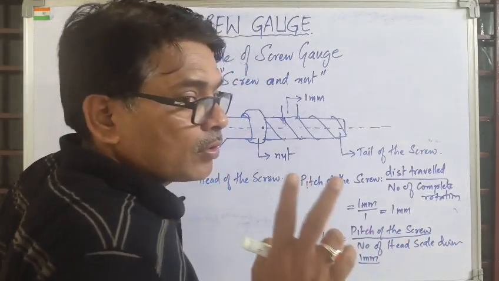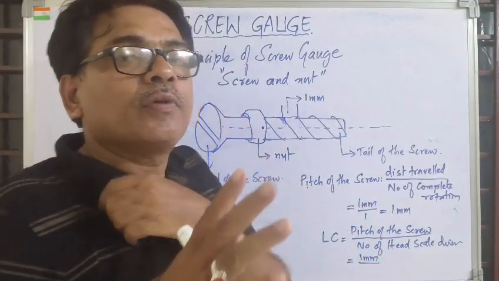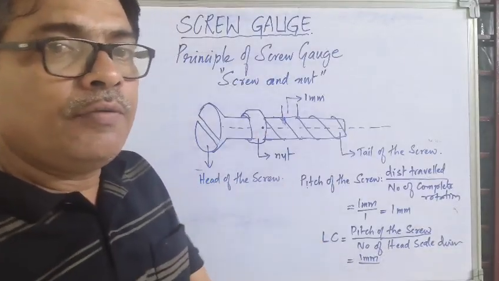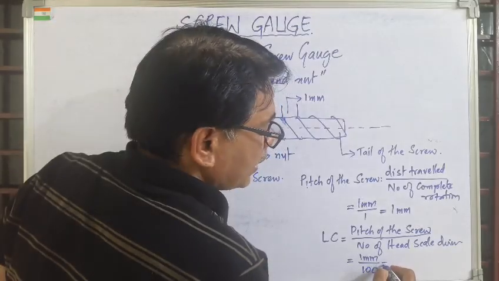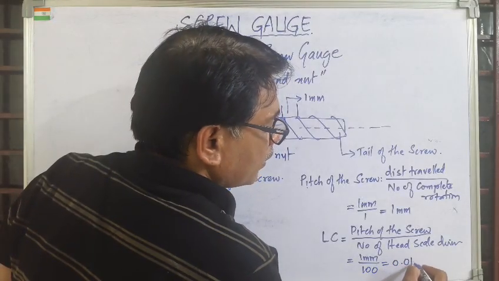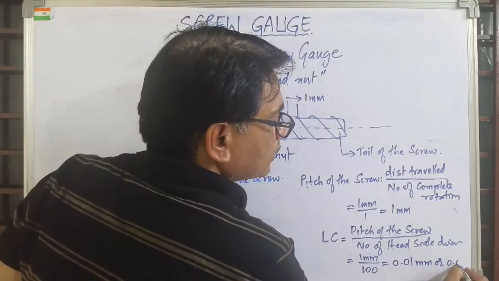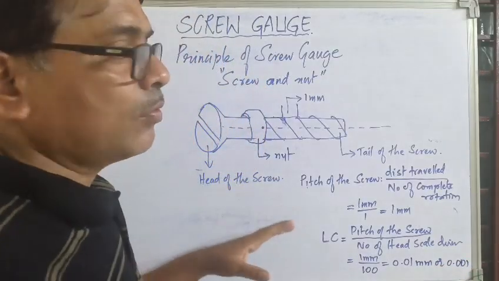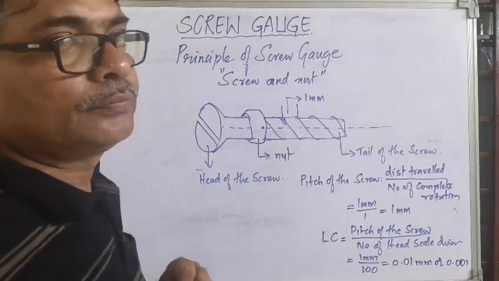Screw gauges are of two types. Some screw gauges have a head of 50 divisions. Some screw gauges have a head of 100 divisions. If it is a 100 division screw gauge, then the answer will be 0.01 millimeter, or 0.001 centimeter. This is how we find the least count of a screw gauge.